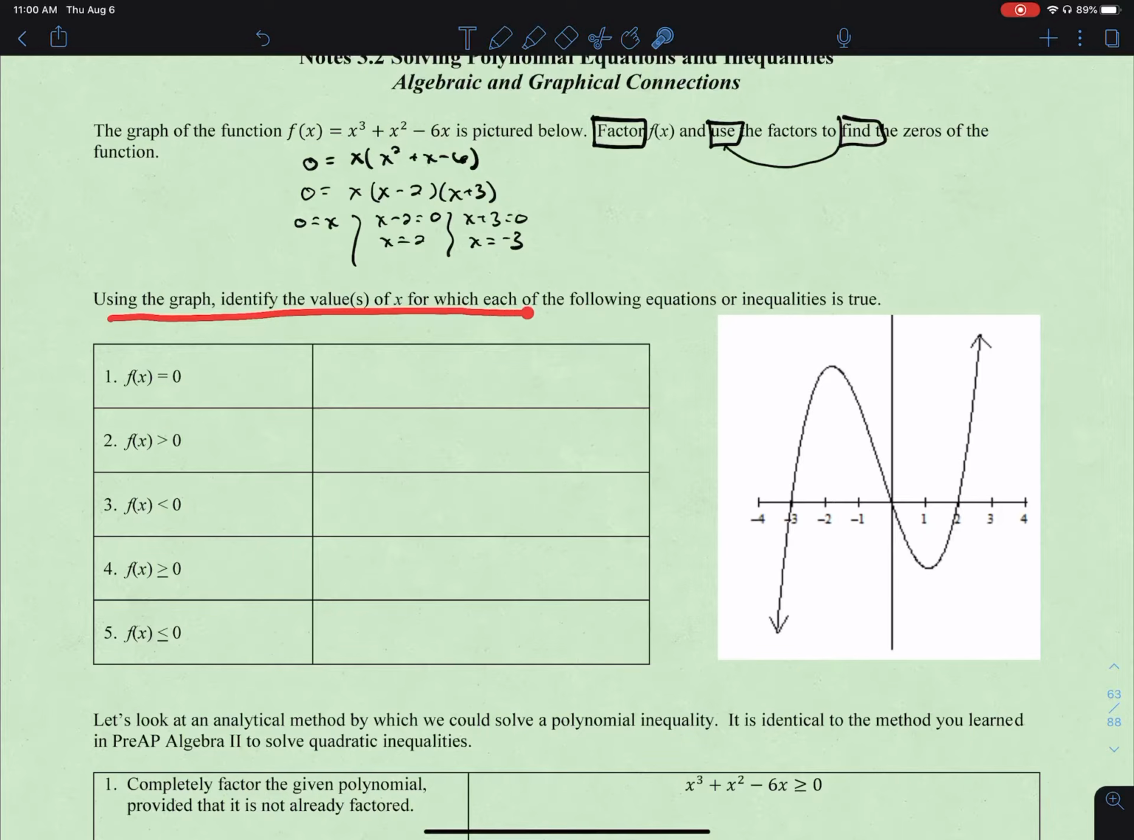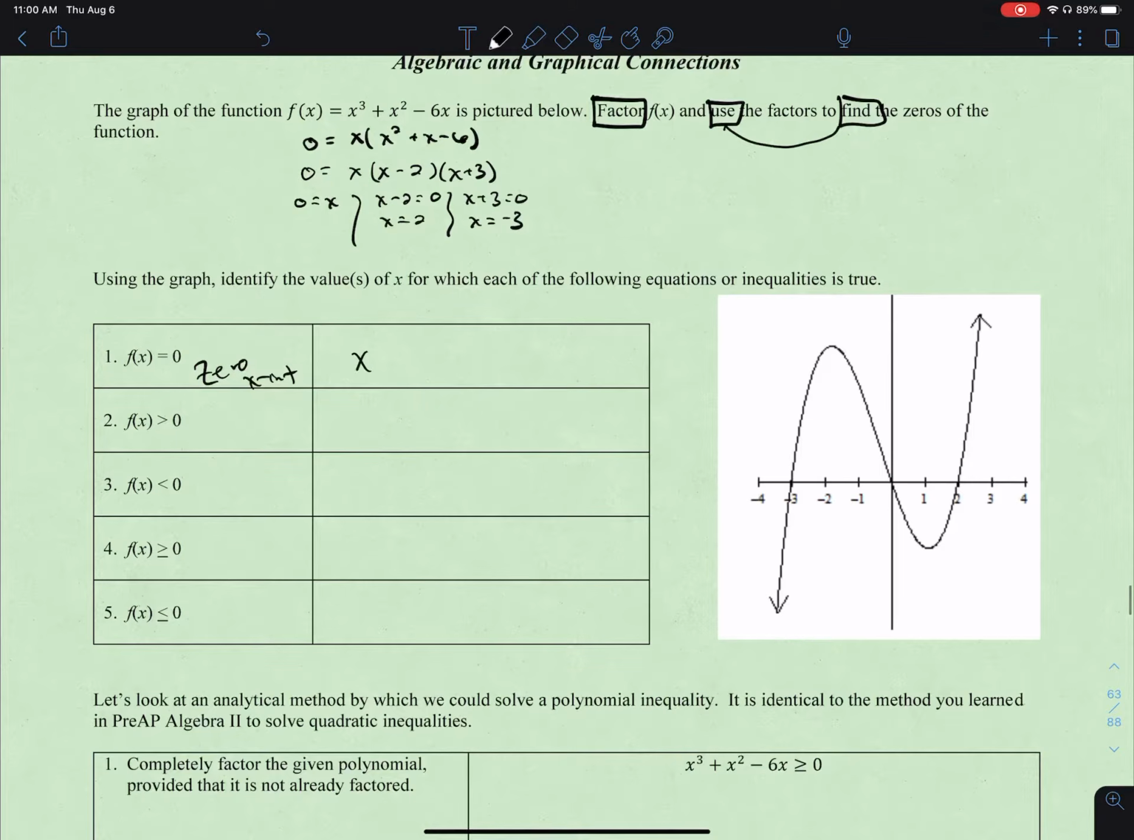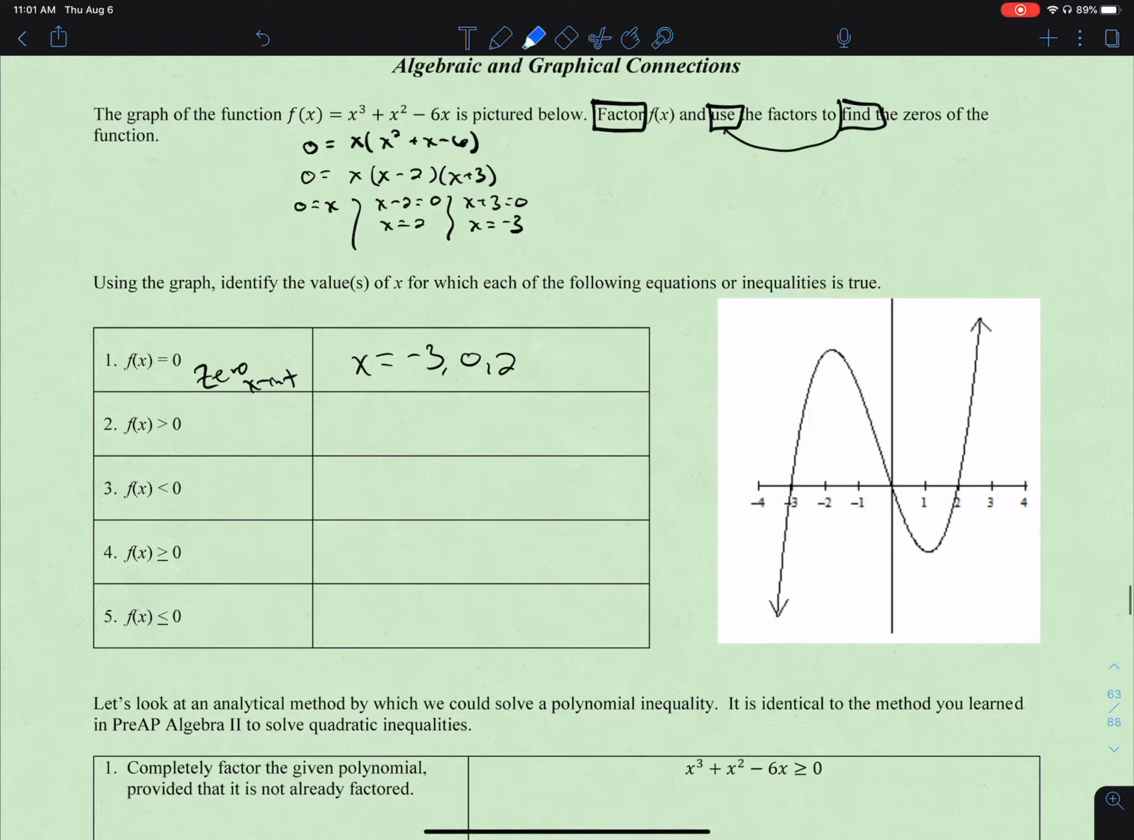Using the graph, identify the values of x for which each of the following equations or inequalities are true. f of x is equal to 0. This is asking for the zeros of the function, the x-intercepts. When is y 0? Well, we just found those. Using the graph, it's -3, 0, and 2. When is f of x bigger than 0? In other words, when is y positive? In other words, when is the graph above the x-axis? Well, it's above the x-axis from -3 to 0, non-inclusive, and from 2 to infinity.